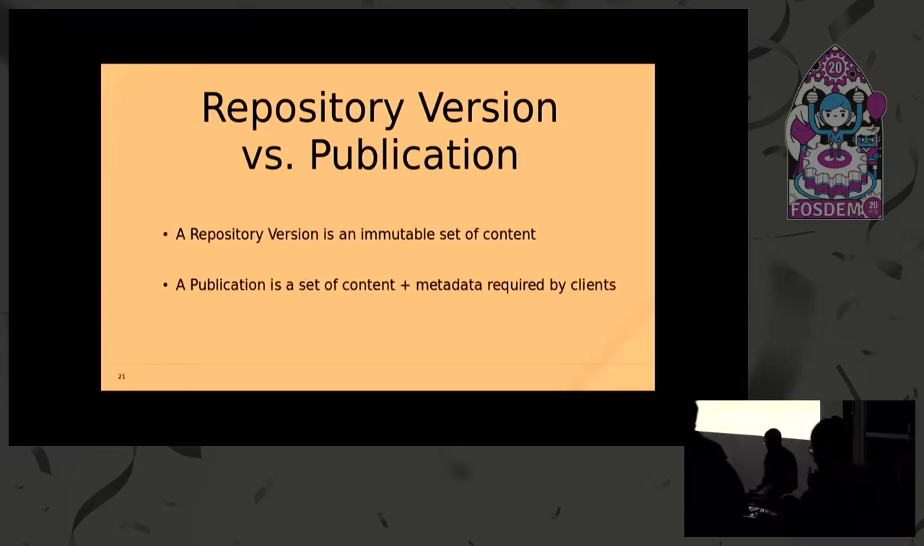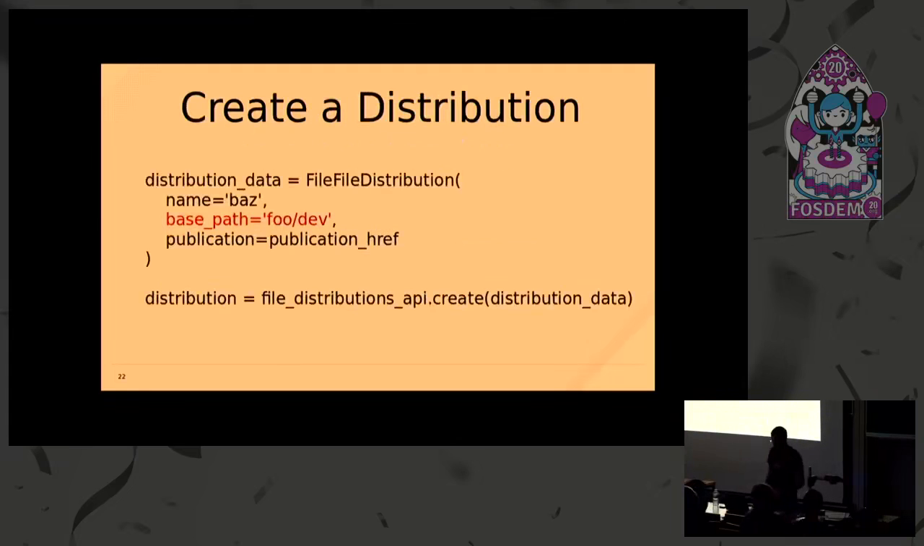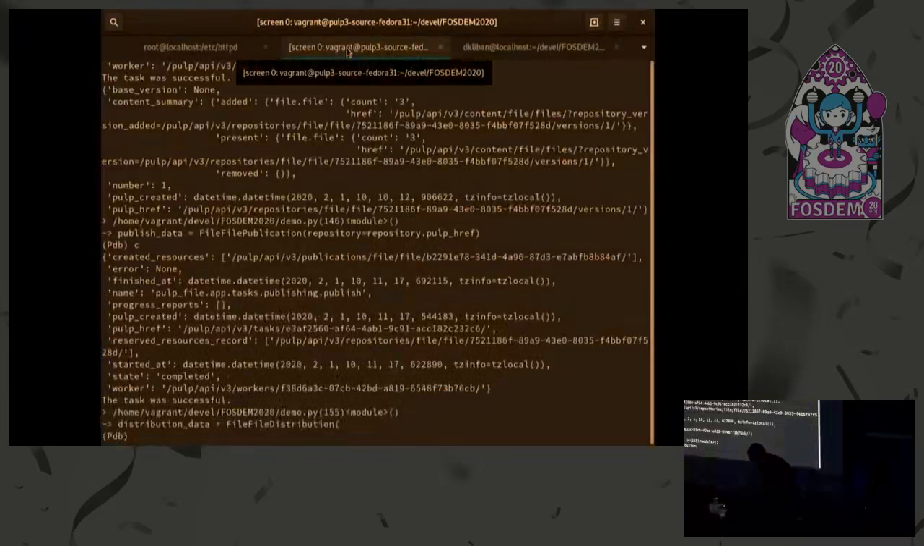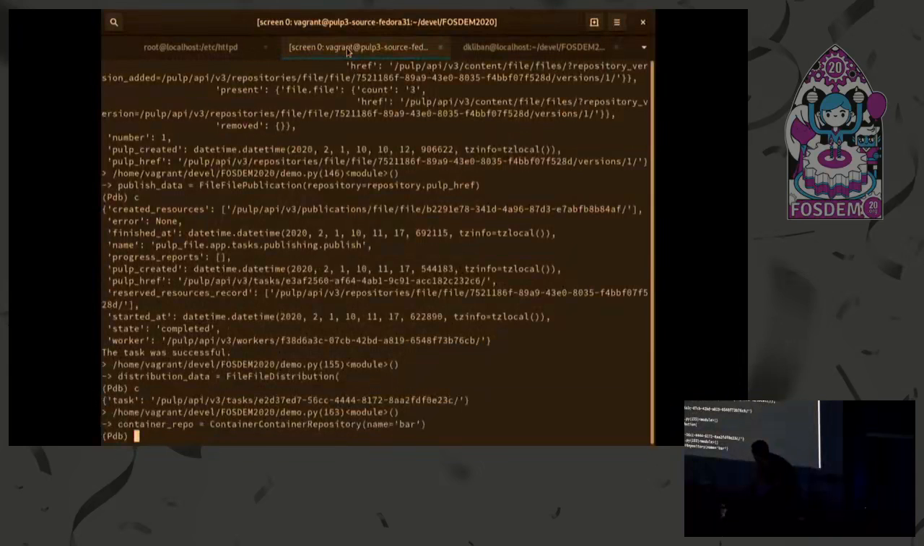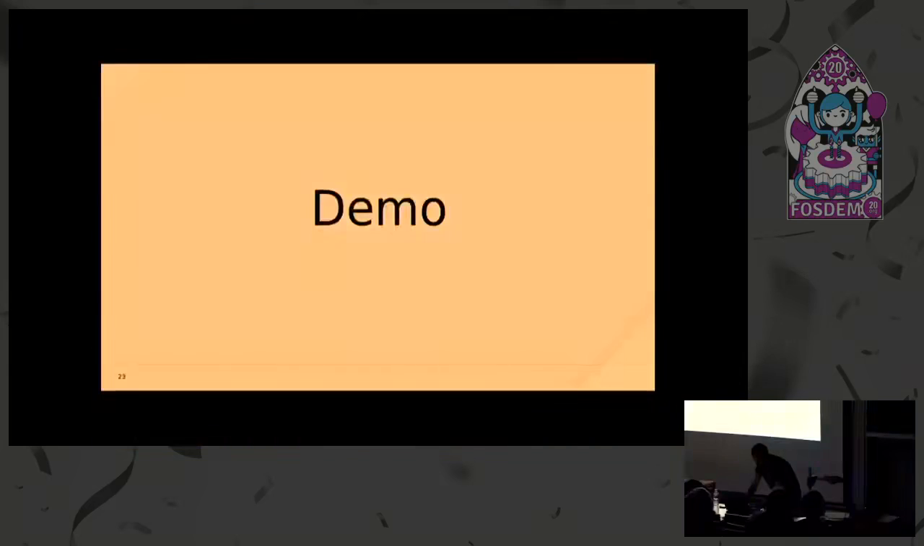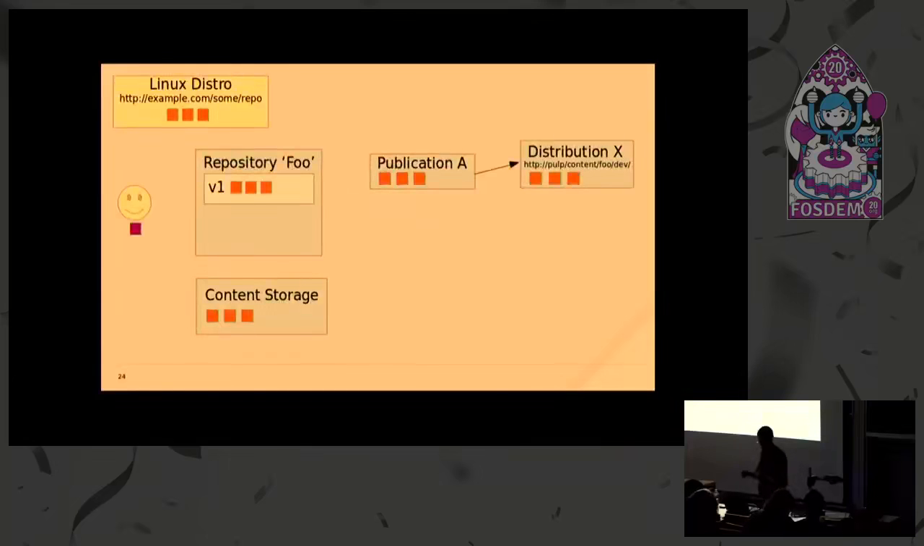And so once we have this publication, we can make it available to the clients by creating a file distribution. The file distribution takes a parameter called base path, and this is the path where this publication will be available to your clients. So let's go back to here and continue with creating the distribution. We created the distribution, and so now we have a repository version, a publication, a distribution, and so your clients should be able to get access to this repository.